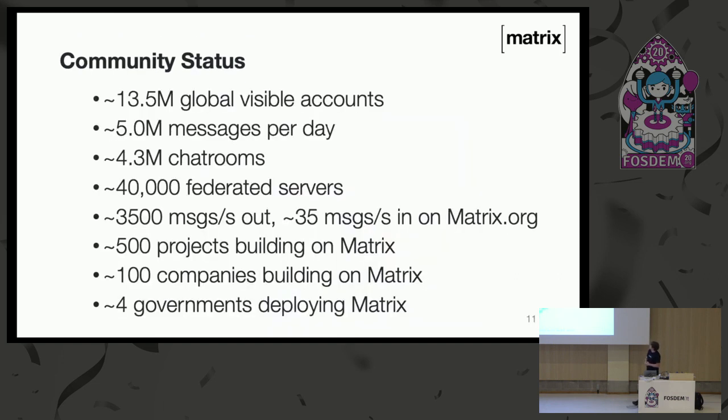Not much really to say about that, other than it puts a lot of pressure on us to make sure that the server implementations scale. And overall community stats: 13 mil global MX IDs, about 5 million messages a day that we can see, 4.5 million chat rooms that we can see from matrix.org, 20,000 servers, actually 40,000 in the real world, 3,500 messages a second going out, about 35 hertz coming in, and lots of different companies, projects, and also governments building on top of Matrix, most famously France, also Germany, as of the end of last year.